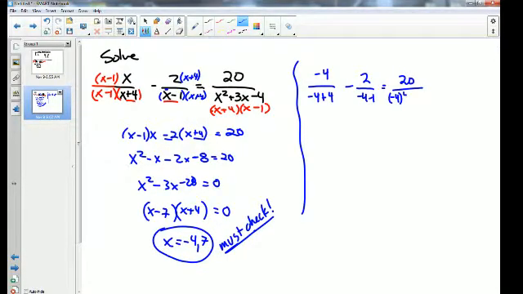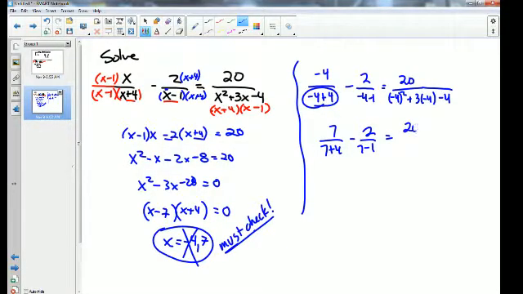Does anybody know what the answer to this one is already? I can tell you right now there's no solutions. Not a solution. Why? Because zero in the denominator? Okay. So -4 is not a solution. Check 7. I bet you $10 that it works, but we still need to do it.